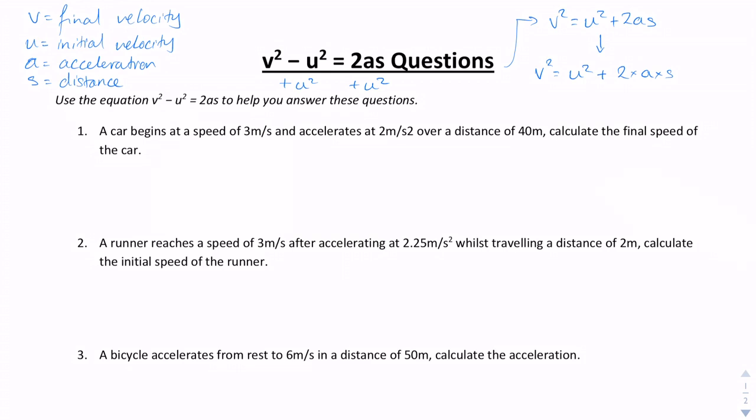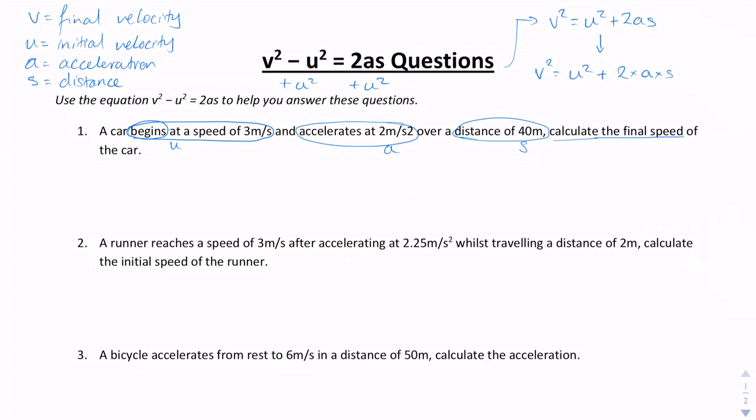Now let's take a look at our first question. As with any question, let's read it and find out the necessary information, or the useful information rather. So question number 1. A car begins at a speed of 3 meters per second. So right from the beginning, begins at a speed of 3 meters per second. That suggests that this could be u. And accelerates at 2 meters per second squared. That's a, over a distance of 40 meters. That's s. Calculate the final speed of the car.